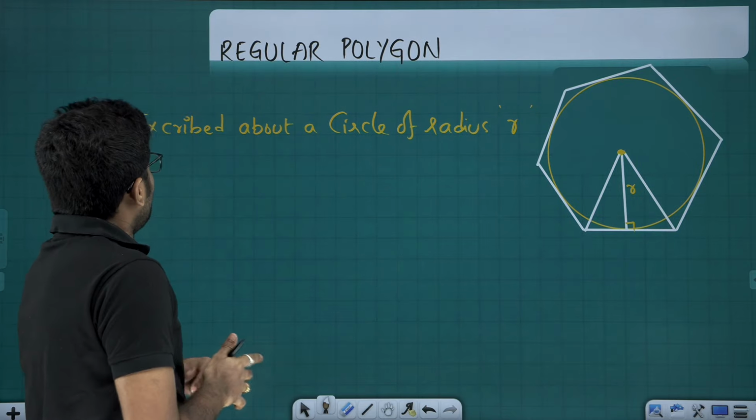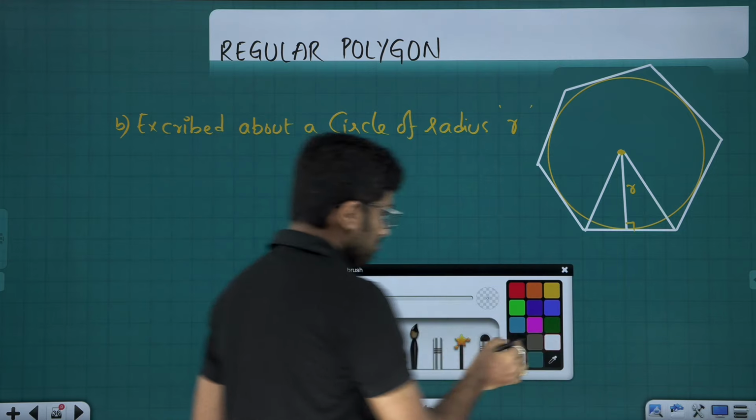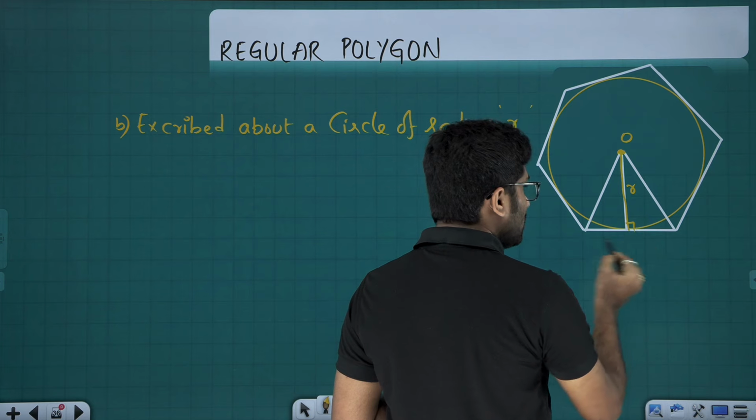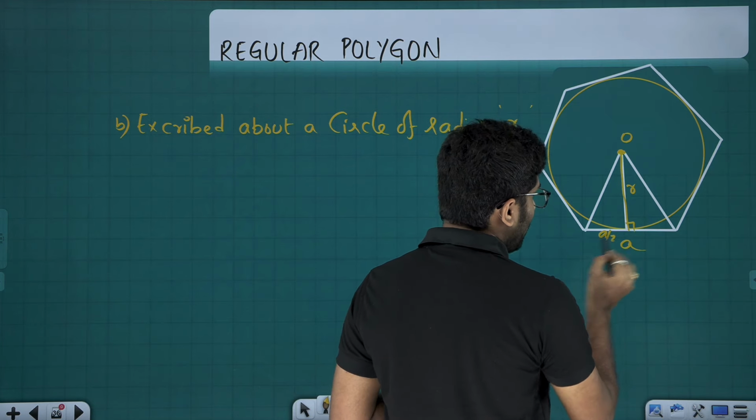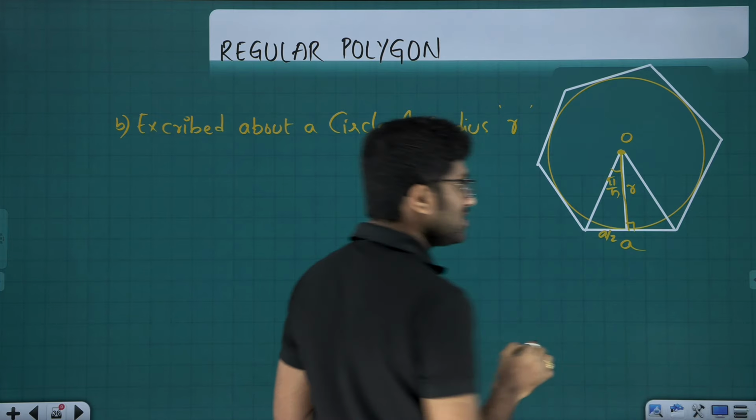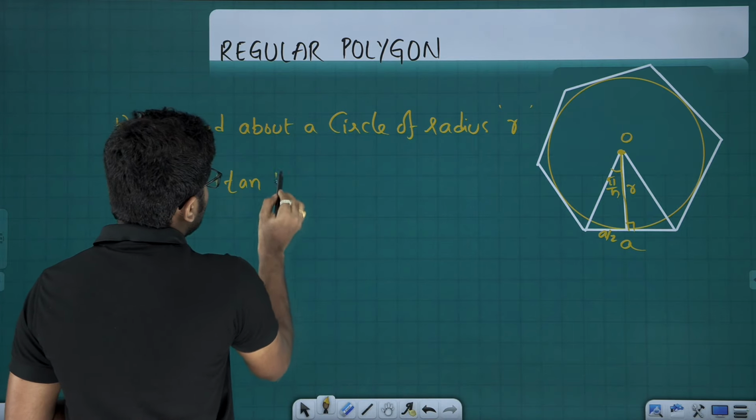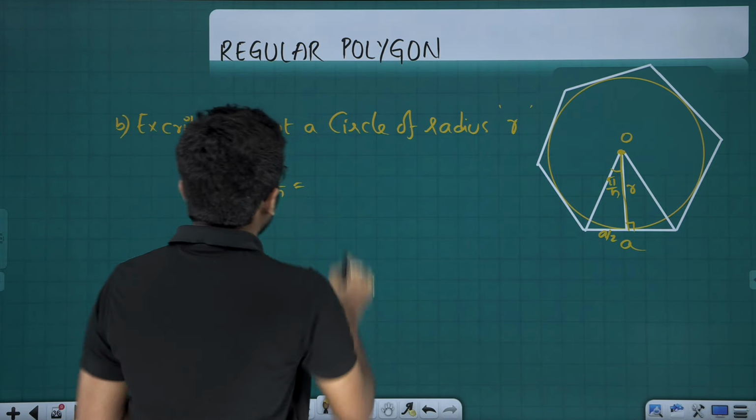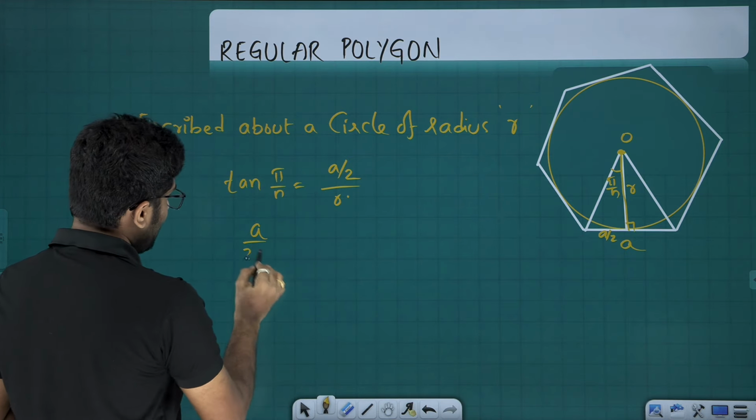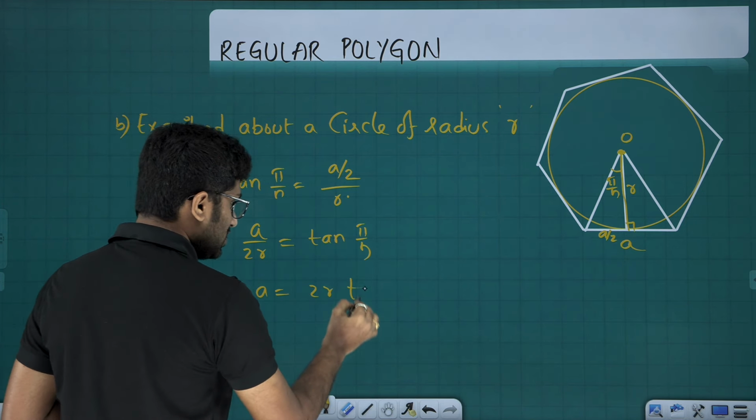Next, circumscribed about a circle. In this case, if you see this, friends, as usual, let this be center O. Now this is r, and this will be a as usual. So half of this will be a by 2. Now clearly this angle will be pi by n. In this case, as we know these two, tan pi by n is equal to opposite over adjacent. So a by 2r is equal to tan pi by n. So a is equal to 2r times tan pi by n.